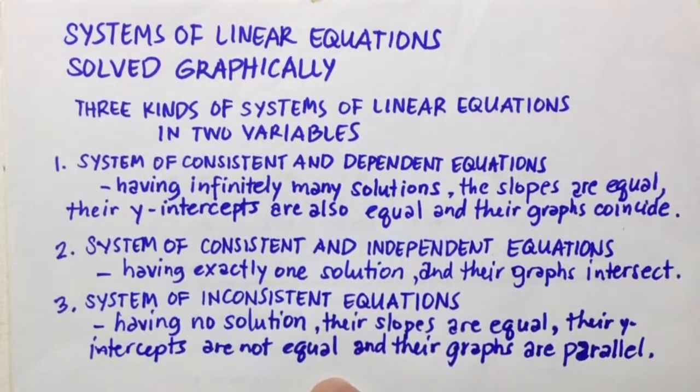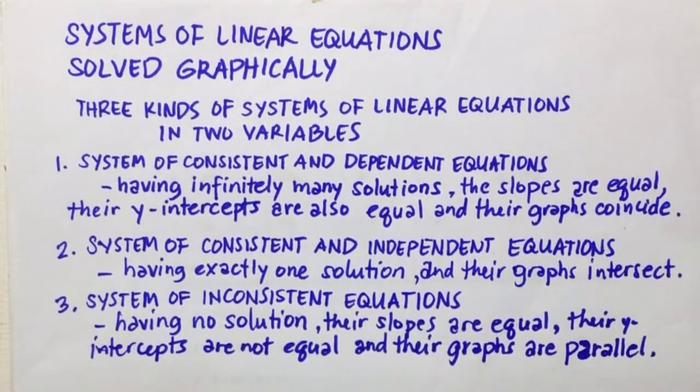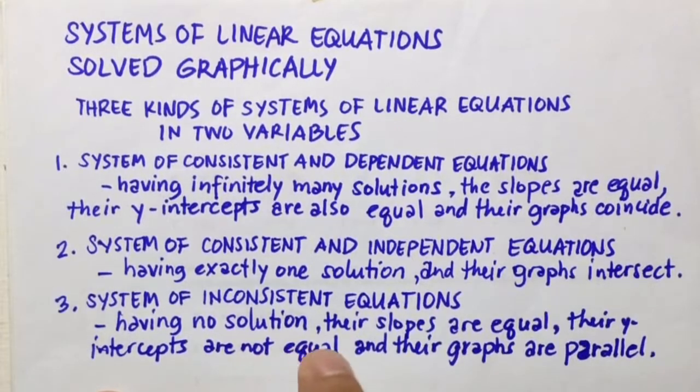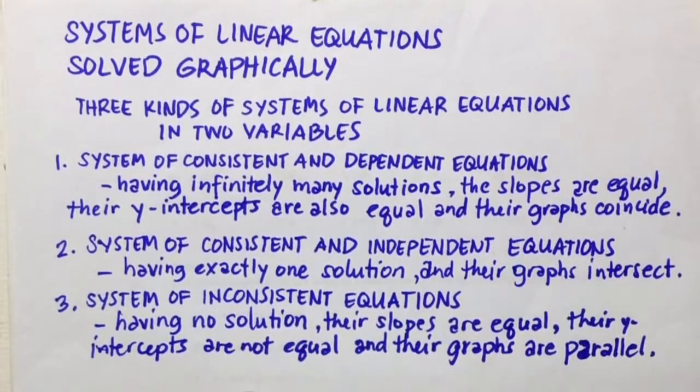Then number three, the system of inconsistent equations. This system has no solution. Their slopes are equal, their y-intercepts are not equal, and their graphs are parallel.